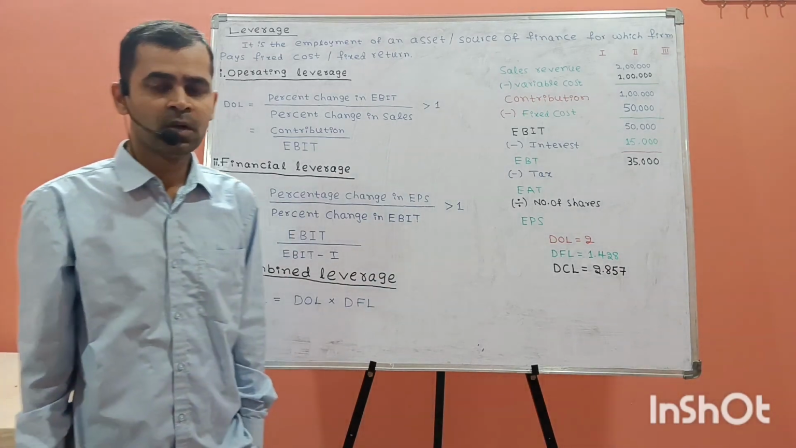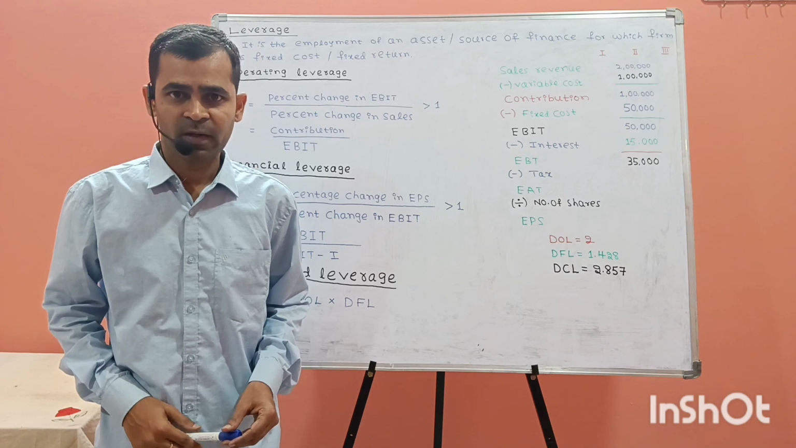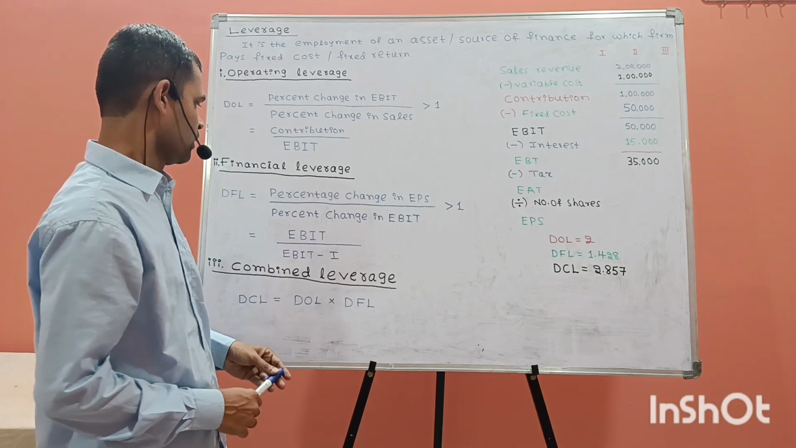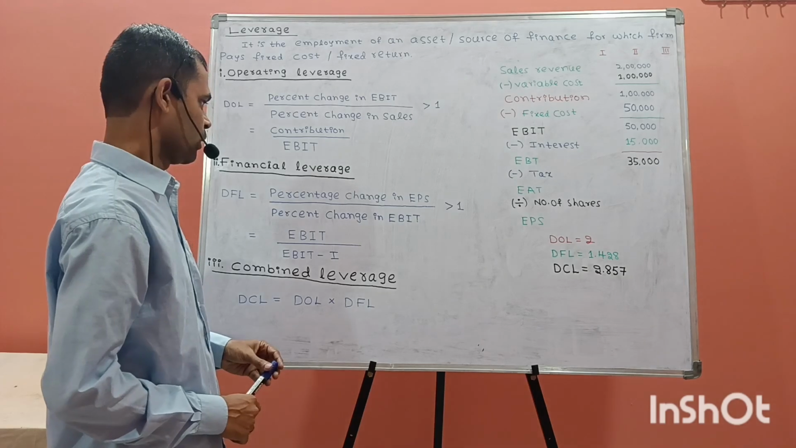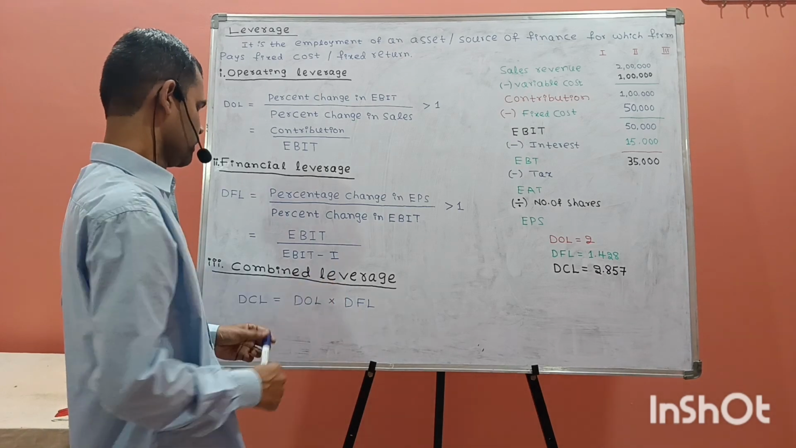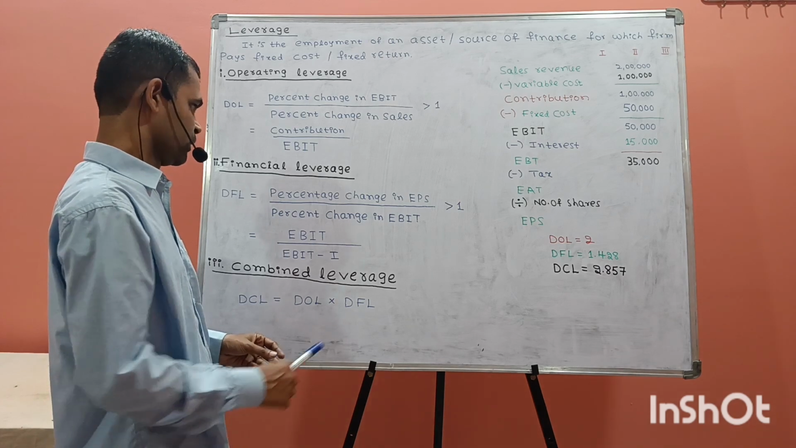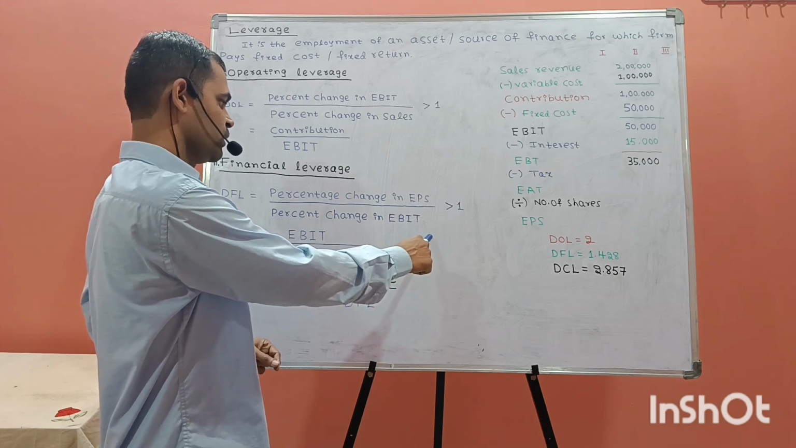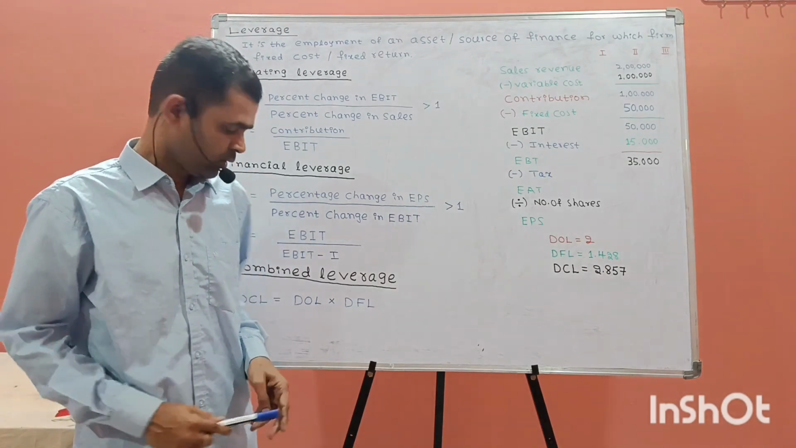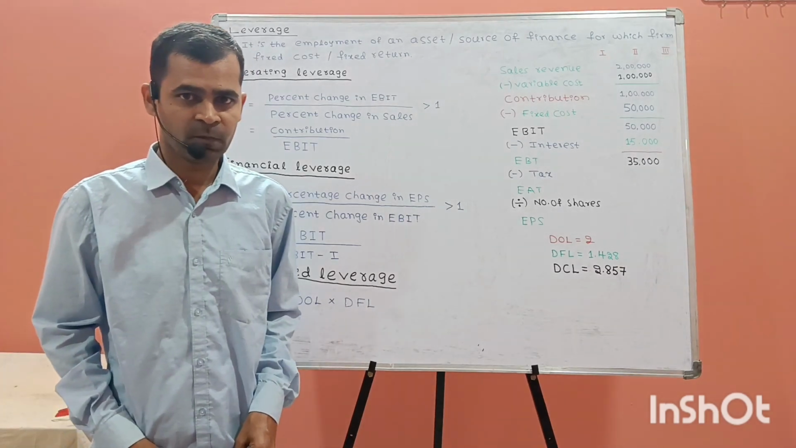Then financial leverage. It is defined as the ability of a firm to use fixed financial cost to magnify the effects of changes in EBIT on changes in EPS, and it can be calculated by this formula: EBIT divided by EBIT minus interest. So this value will always be greater than 1. Combined leverage is the product of DOL and DFL.